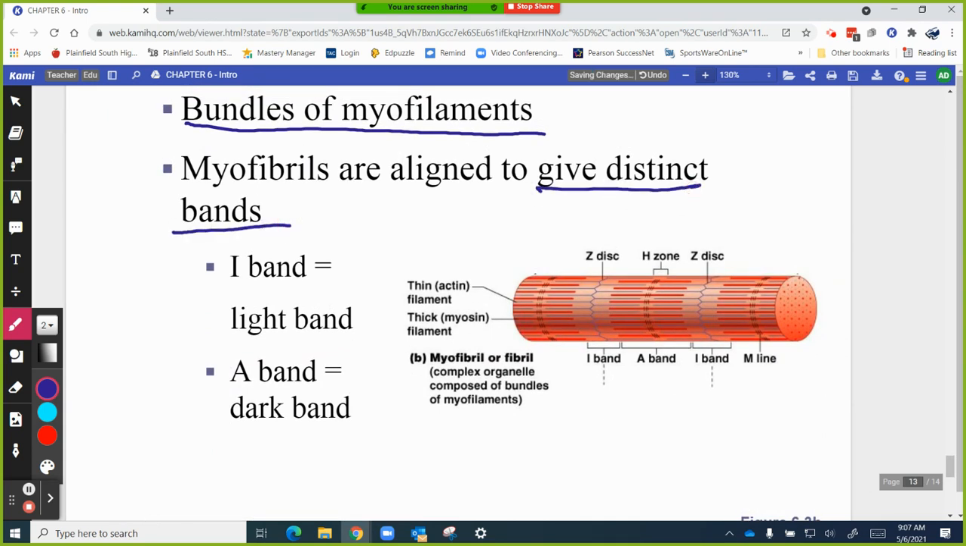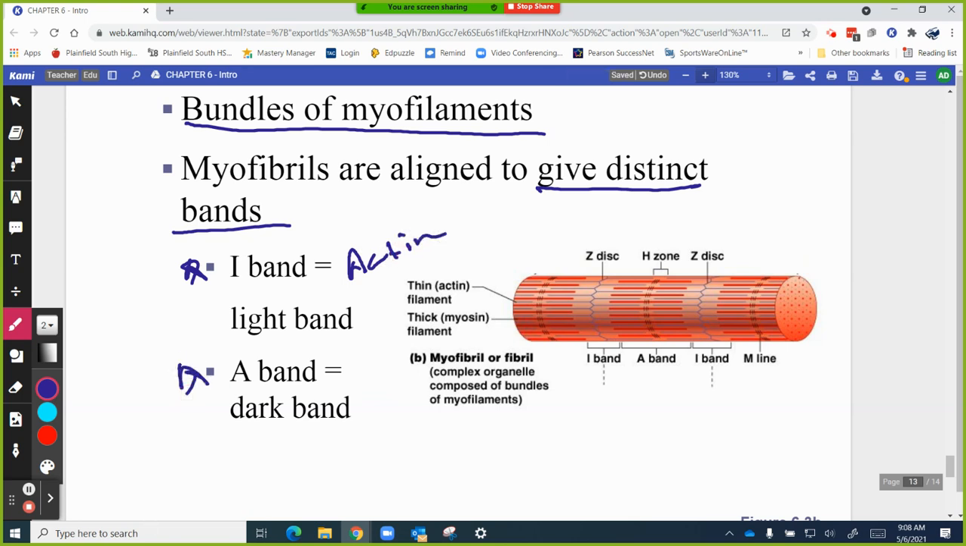When you see a skeletal muscle, you see that there are light bands and dark bands. The I band is the light band. That's the area where there's only one of those two types of fibers. Those are usually the actin filaments. So the light band is the actin.